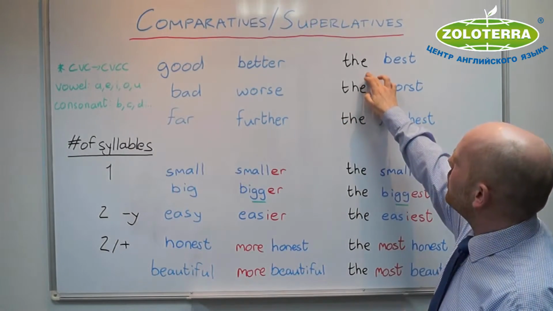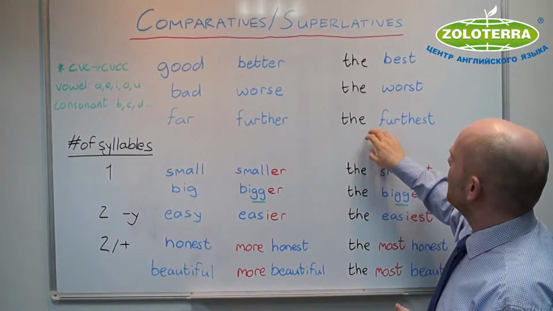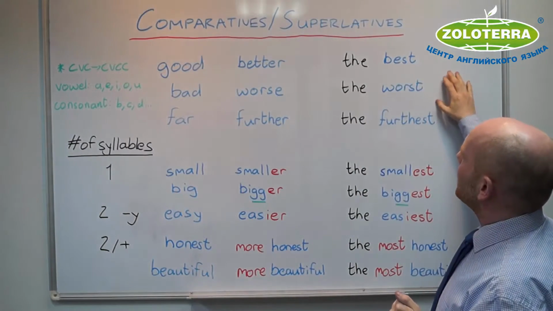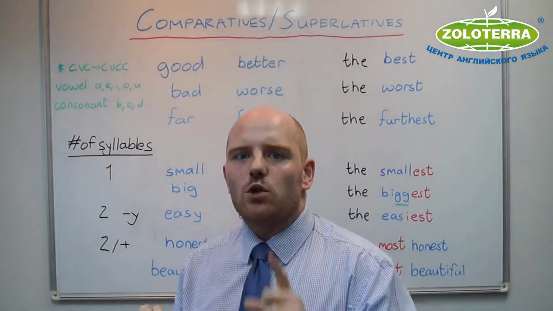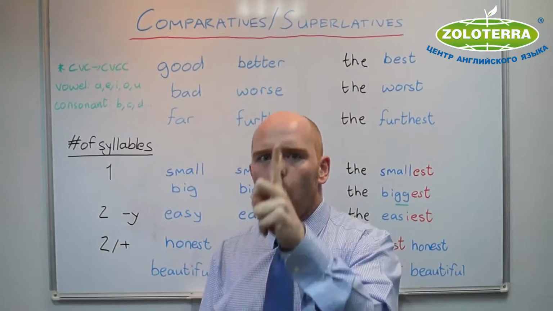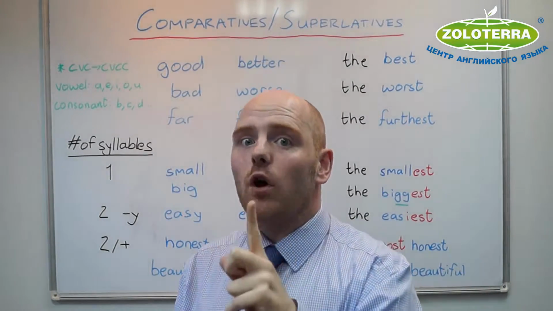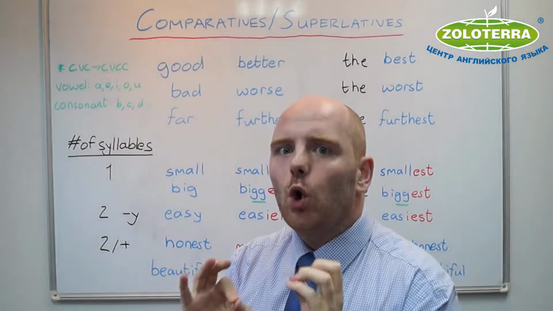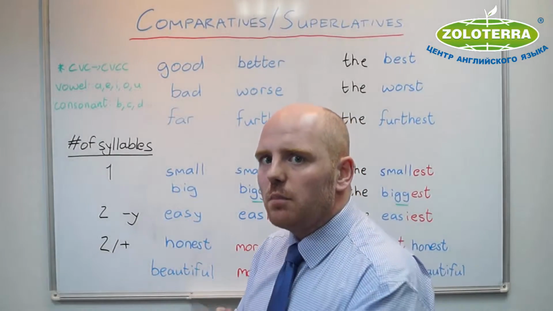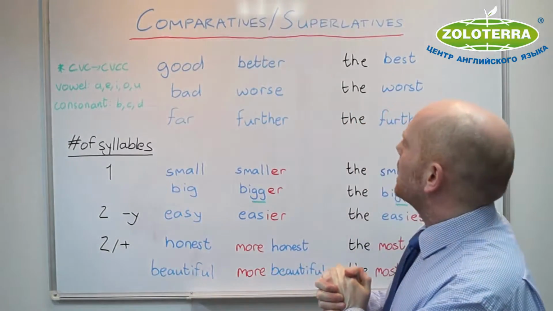is the. The superlatives in English, we are always talking about one: the best, the one single best, the one single worst. Therefore, you always use the before superlatives in English.